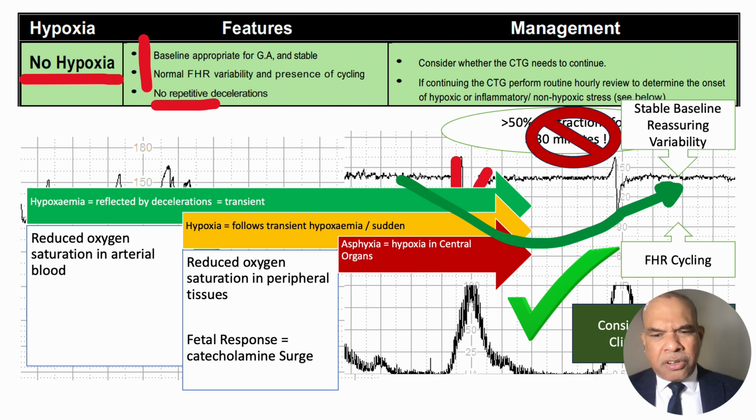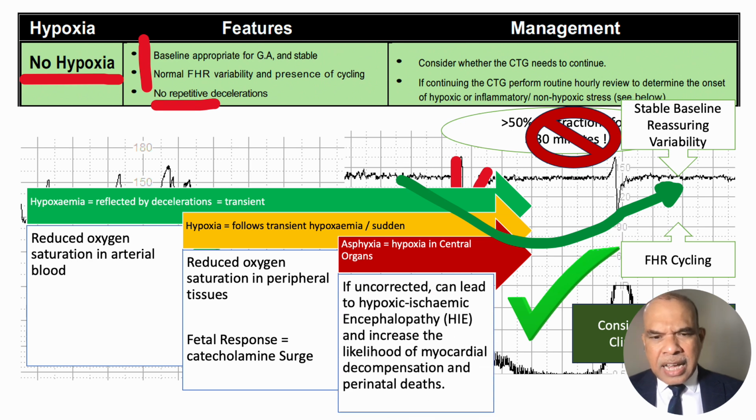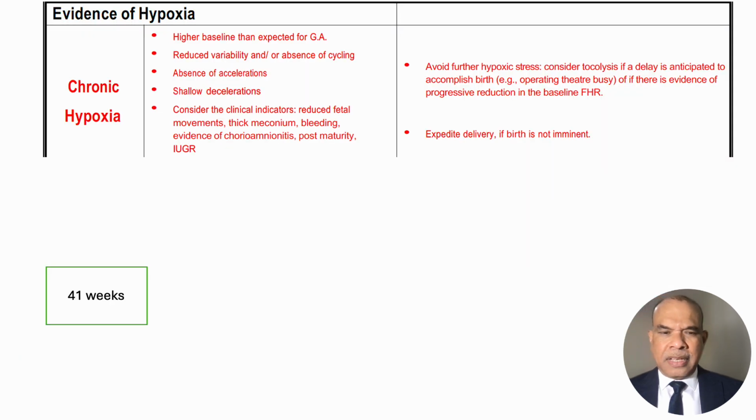Finally, if there is hypoxia to the central organs, namely brain, heart, and the adrenal, we call it birth asphyxia. And that is very late. And that is the one that is associated with hypoxic ischemic encephalopathy, long-term poor neurological outcomes, as well as, when the heart also is a central organ, when there's asphyxia in the heart, you will have myocardial decompensation and terminal bradycardia. So that is your no hypoxia.